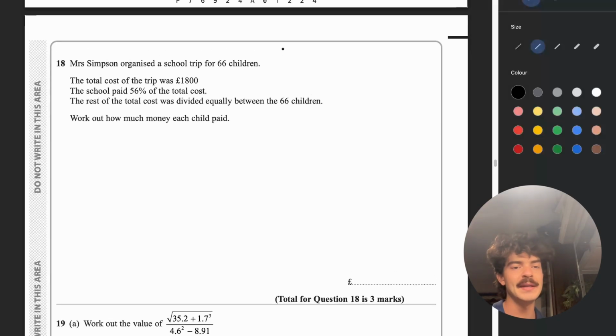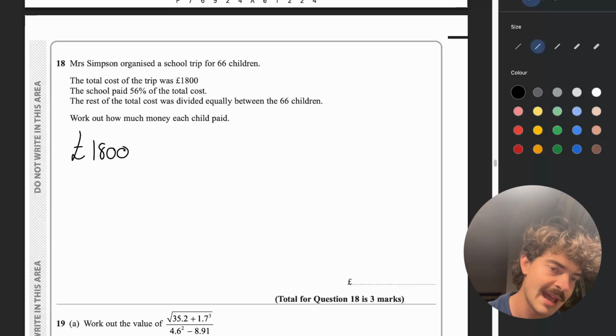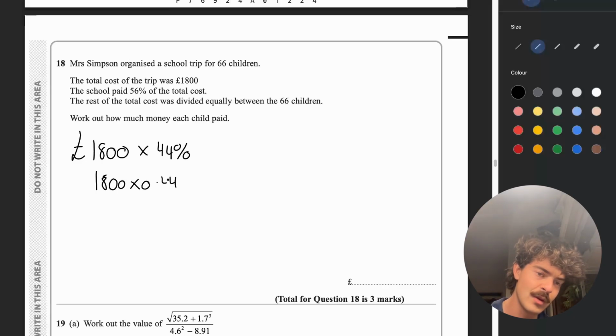Question 18. Miss Simpson organised a school trip for 66 children. The total cost of the trip was £1,800. The school paid 56% of the total cost. The rest was divided equally between the 66 children. Okay, so we want to find how much of this £1,800 was paid by the students. Now that's going to be not the 56% because that was paid by the school, but the remainder, the 44%. So we want 44% of this, which is the same as saying 1,800 times by 0.44. So let's see what that gives us. 1,800 times by 0.44, £792.